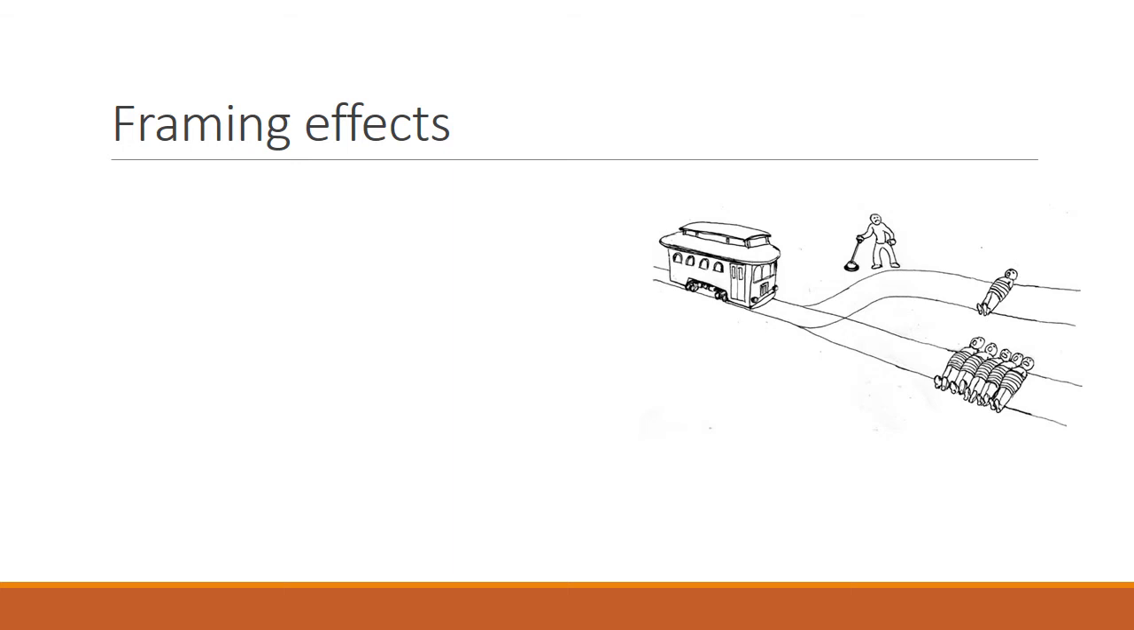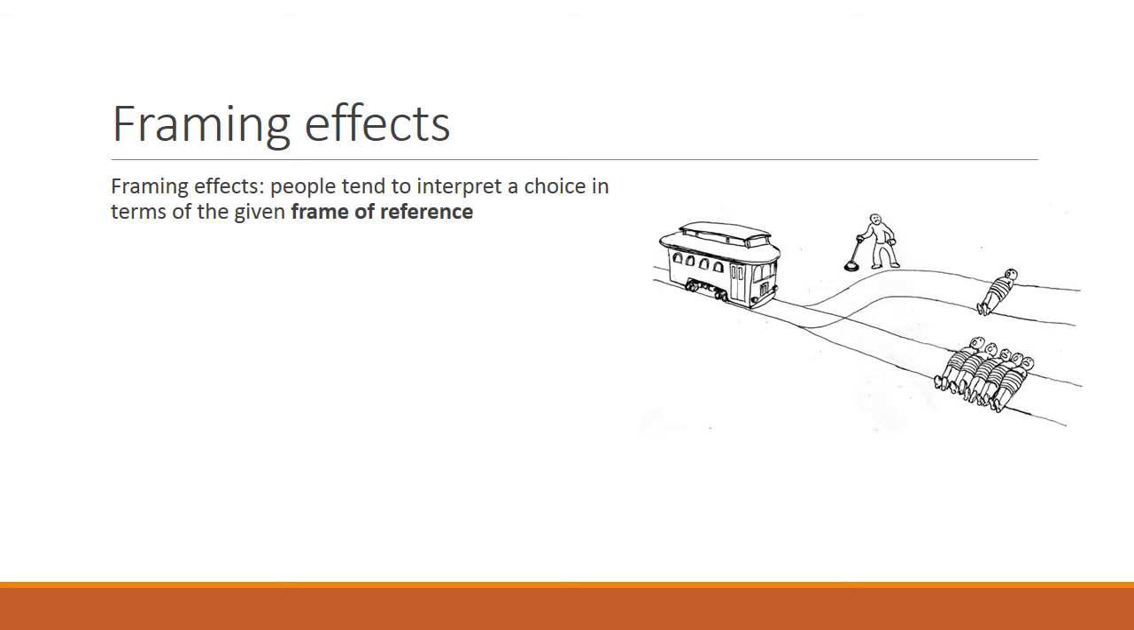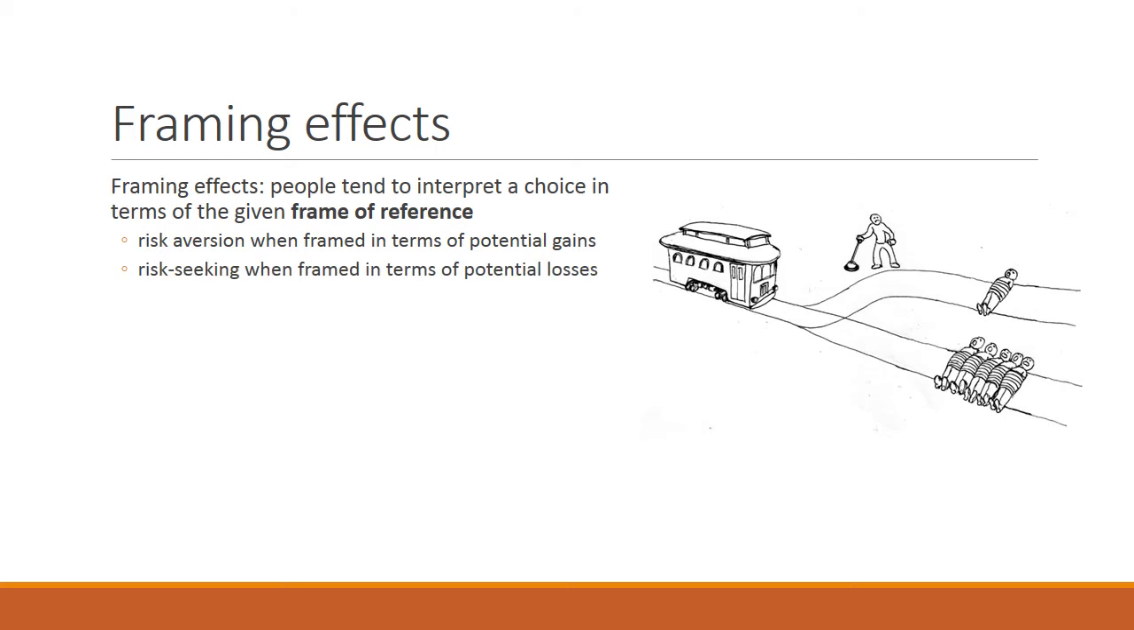There are also some factors that affect how people make decisions, and one of these may be framing effects. The idea with framing effects is that people tend to interpret a choice in terms of the given frame of reference. If you think back to when we were talking about potential gains or potential losses, people seem to be risk averse when we frame things in terms of potential gains. They don't want to take that chance to win the $100 if there's a sure chance they can win the $50. And people tend to be risk seeking when decisions are framed in terms of potential losses. They'll take that risk of possibly losing $100 for the chance of losing $0, as opposed to the sure chance of losing $50.